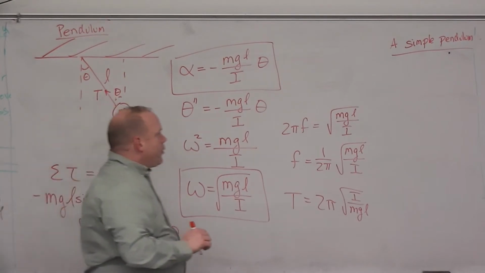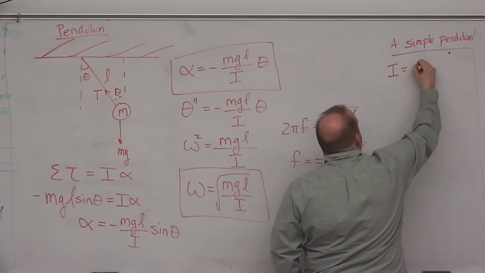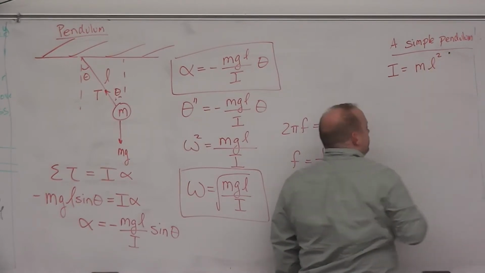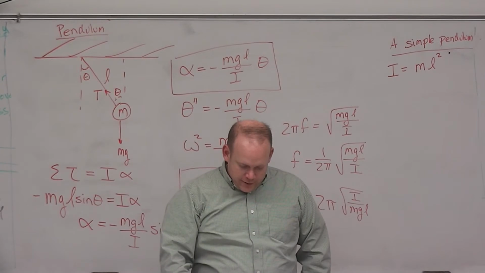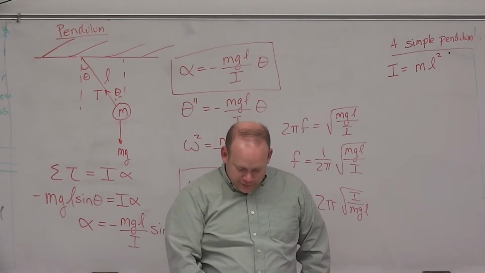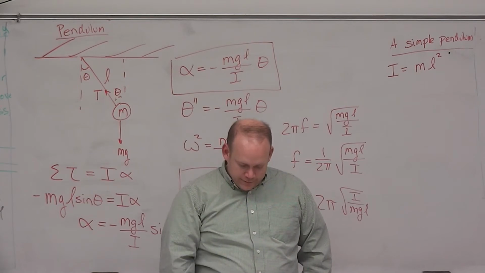Okay, that's going to make I equal to ml squared. Remember, for a mass rotating about a point, the moment of inertia is ml squared, or mr squared, depending on how we set it up.